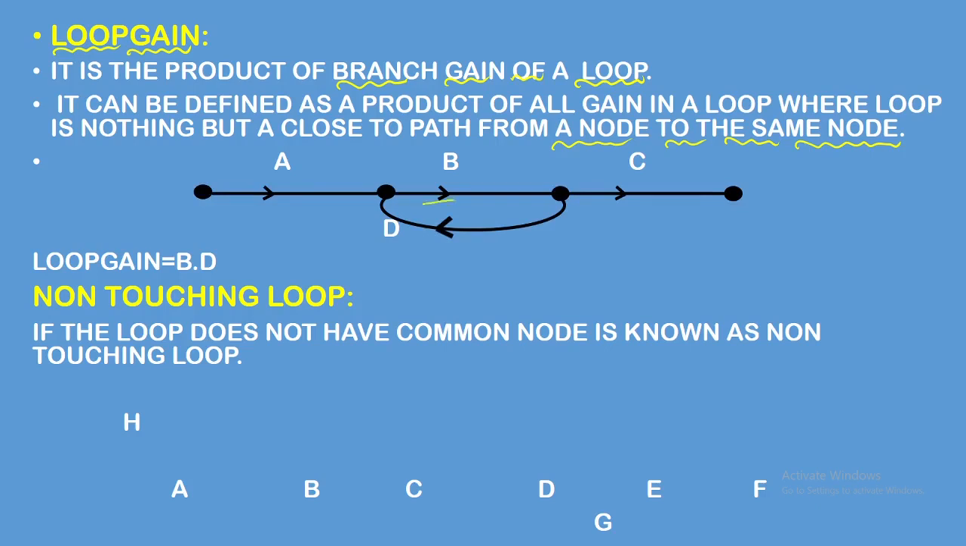If you observe here, we have identified a loop, then the loop gain will be the product of B and D. This is also very important, we are going to use it for solving problems.